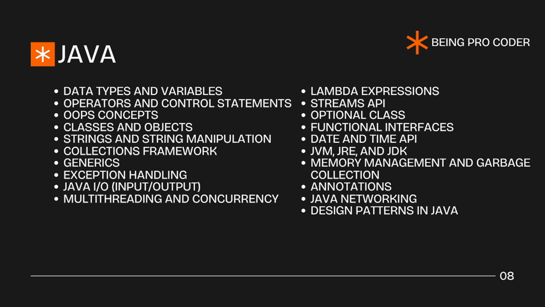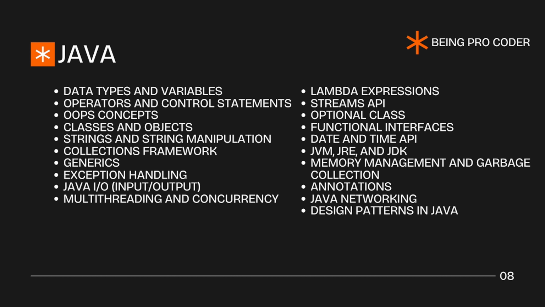Generics enable type safety in the classes and methods. Exception handling is also a very crucial topic in Java, where we can get a lot of exceptions to handle using try-catch blocks. Java input-output methods are like APIs for file and data stream operations.